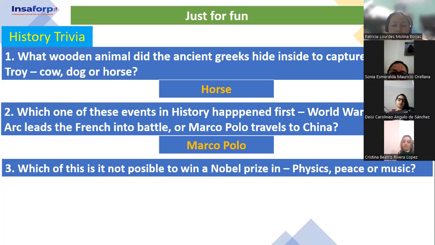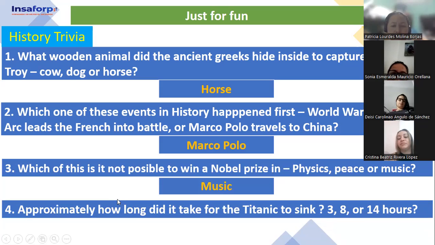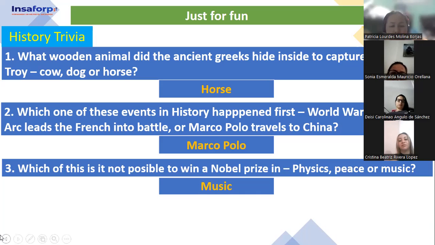Which of this is not possible to win as a Nobel Prize? Physics, peace, or music? ¿Cuál de estos premios Nobel no existe? Physics, peace, or music? Music. Music, correct, right? And finally, approximately how long did it take for the Titanic to sink? ¿Cuánto le tardó al Titanic hundirse? 3, 8, or 14 hours? 8 hours. Eight. Okay, let me see.